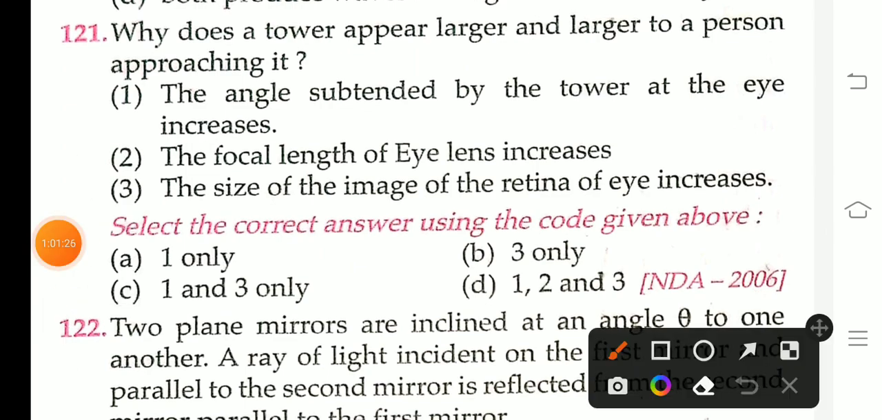Next, why does a tower appear larger and larger to a person approaching it? 1. Angle subtended by the tower at the eye increases. 2. The focal length of the eye lens increases. 3. The size of the image on the retina of the eye increases. Select the correct answer using the code given above. Right answer will be option C. 1 and 3 only.